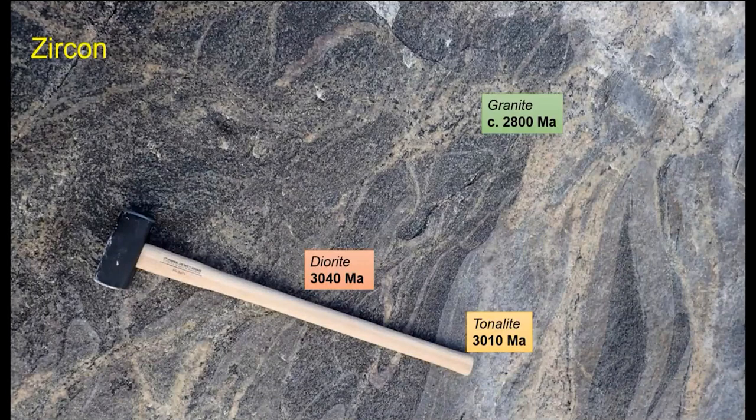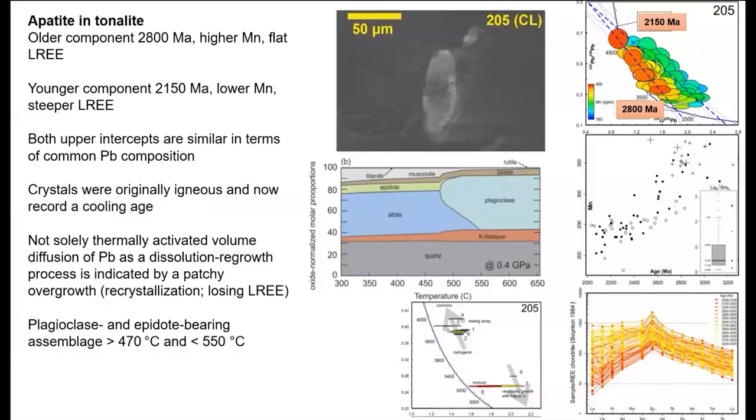So, a nice TTG with banded gneiss. We've got a tonalitic component at 3 Ga. We've got a slightly older diorite component, but the rock is also shot through with 2.8 Ga granite. We're going to look at apatite very quickly from the tonalitic component.